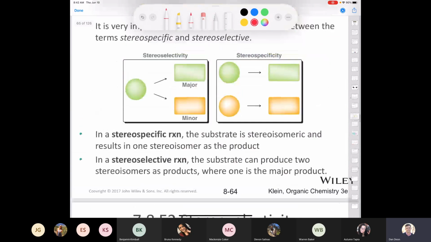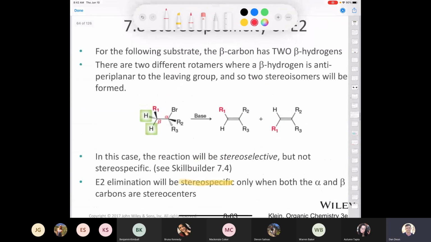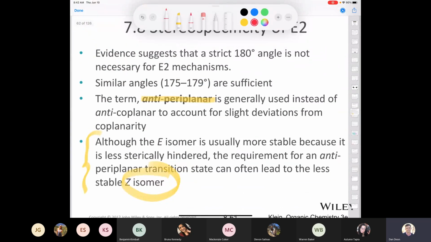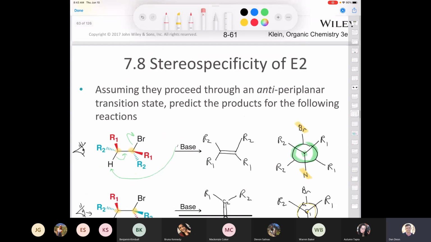If you go back in the notes, where is it? Okay, it says it right here. It says that although the E isomer is usually more stable, the one that is less sterically hindered, in order for us to meet that requirement for the anti-coplanar or antiperiplanar transition state, we see many examples like the one that we're looking at now where we end up with the Z isomer. Even though it's less stable, it's the only one that's going to be formed. All right, does that help?